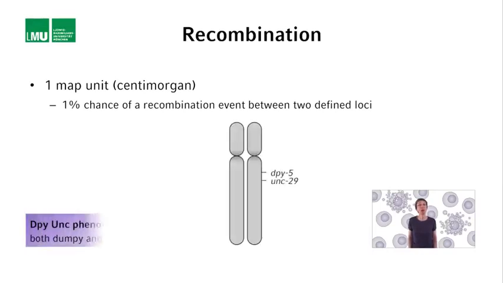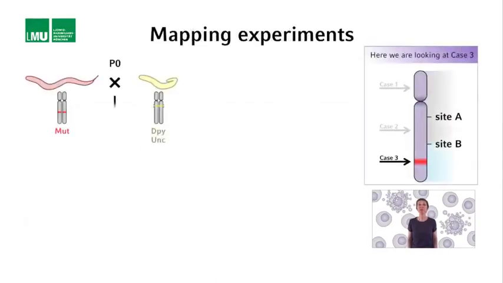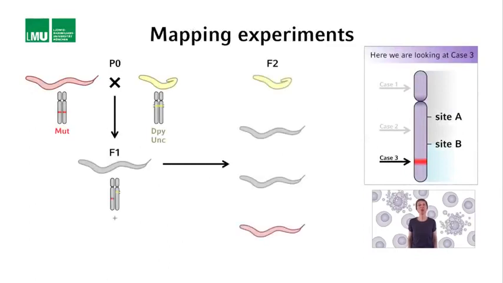On chromosome 1, you could, for example, use a dpy-5 unc-29 double mutant. Both genes cause an obvious phenotype, together a dumpy Unc phenotype, and the 2 genes are about 5 map units apart on chromosome 1. You cross your mutant with this mapping strain and let the F1 self-fertilize. In the F2 generation, you now look for recombinants.